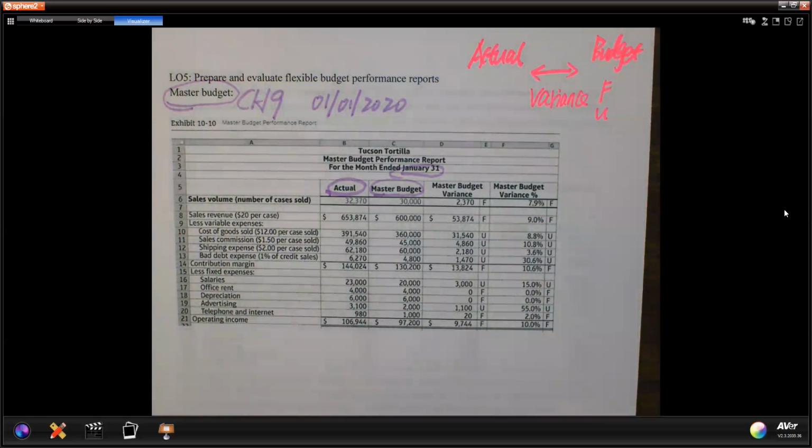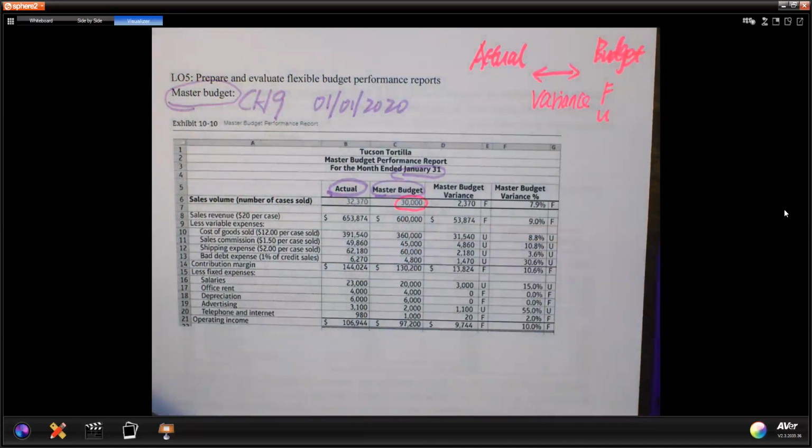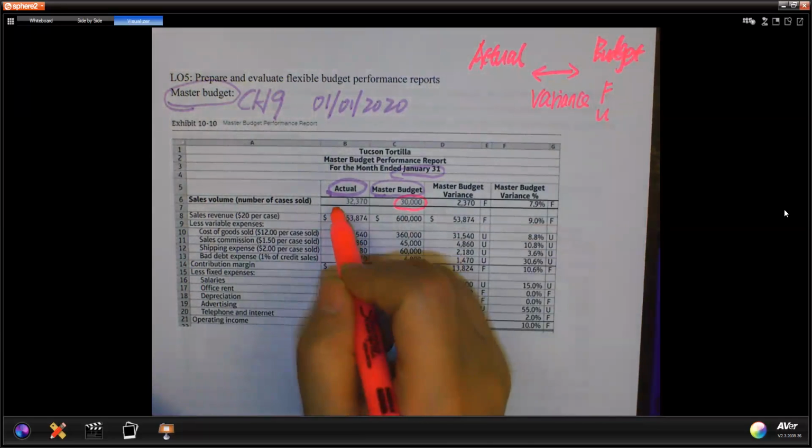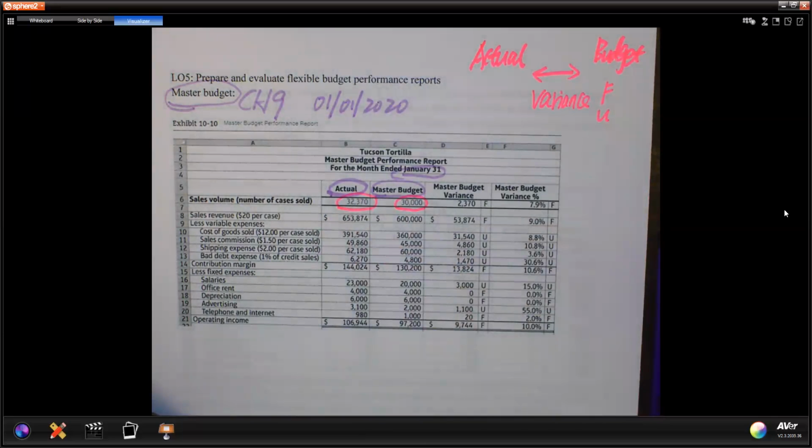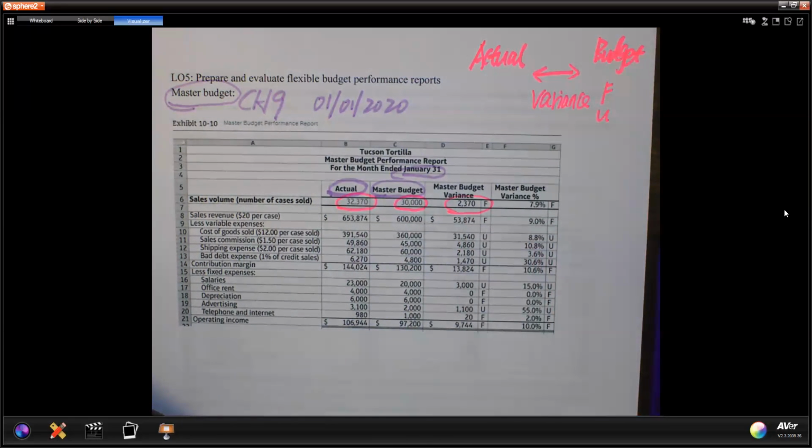Remember we said we budgeted at the beginning of January that we will produce and sell 30,000 units, right? So our units, we thought we will sell 30,000 cases. But actually we sold 32,370 cases. Is there any variance? Yes, right? We sold more cases than we thought, which is a good thing. So we will have a favorable 2,370 units.